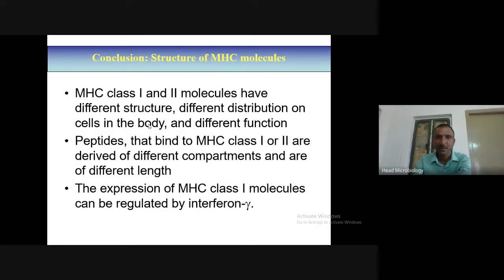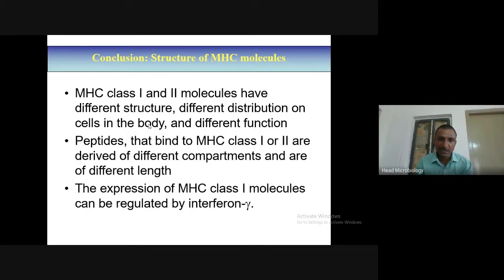These MHC1 and MHC2 molecules have different structures. We know in MHC1, there is one alpha chain and one beta chain, but in the MHC2 complex, two alpha and two beta chains are present in their structure. These structures are different, as are their distribution on cells in various bodies and their functions.